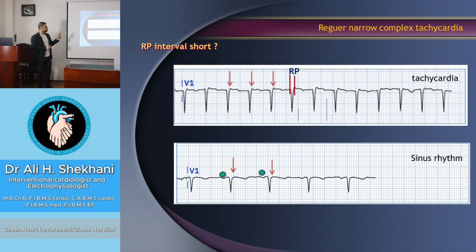And this is a typical feature of AVNRT. As I told you, there is simultaneous contraction of the atrium and ventricle at the same time. So this will happen in AVNRT. And if you calculate the RP, from the onset of the R to the onset of the P, it is very, very short. So this only happens in AVNRT, the short RP tachycardia.